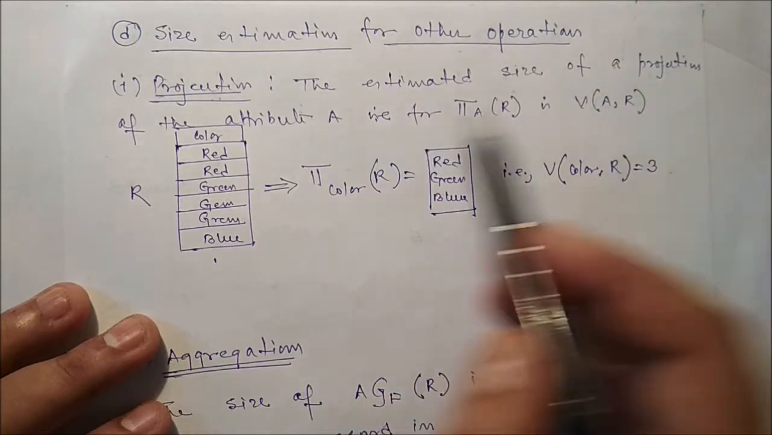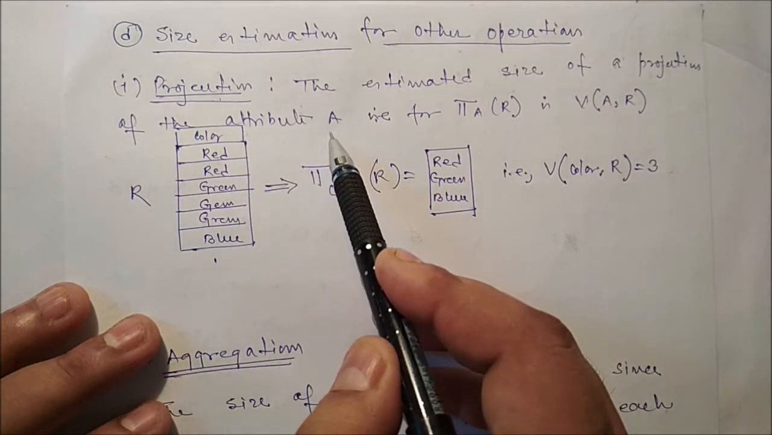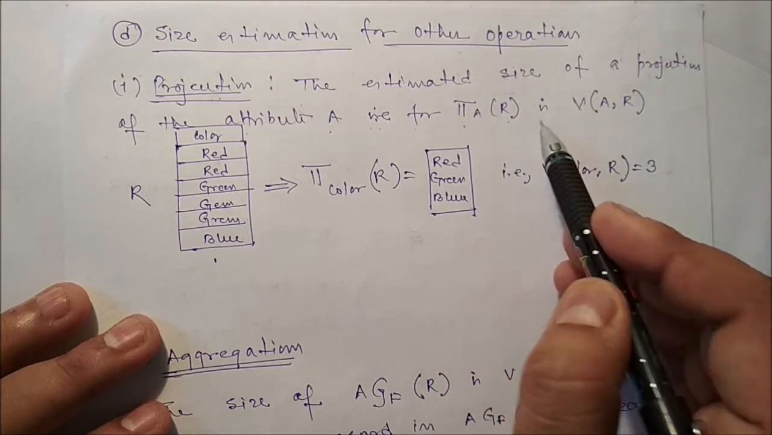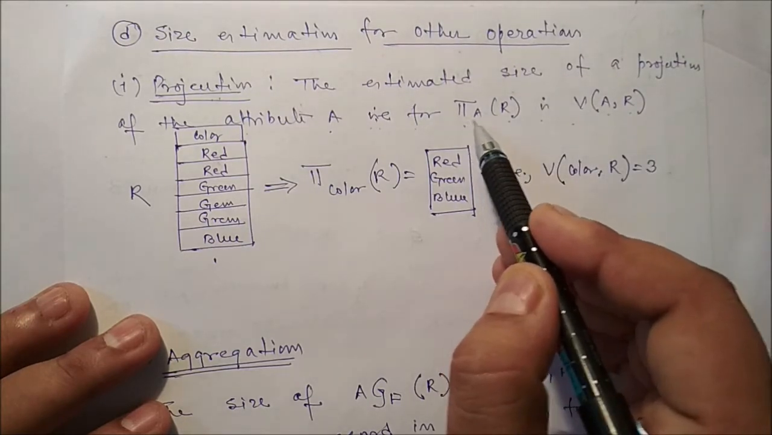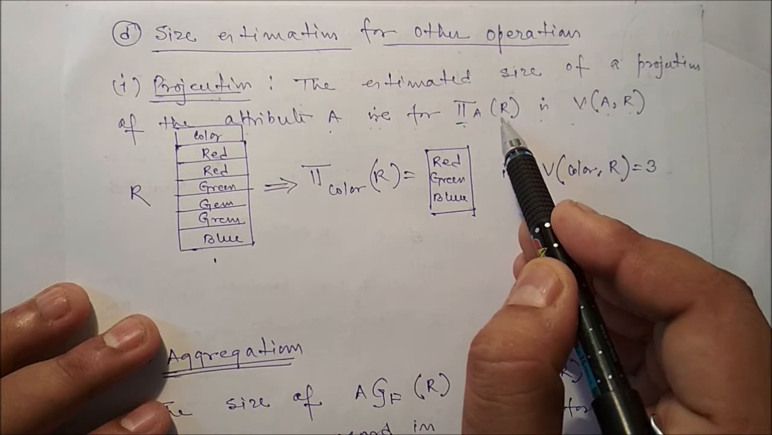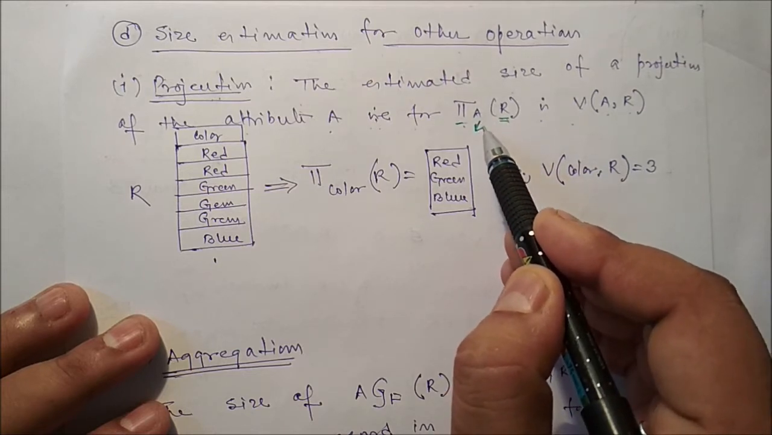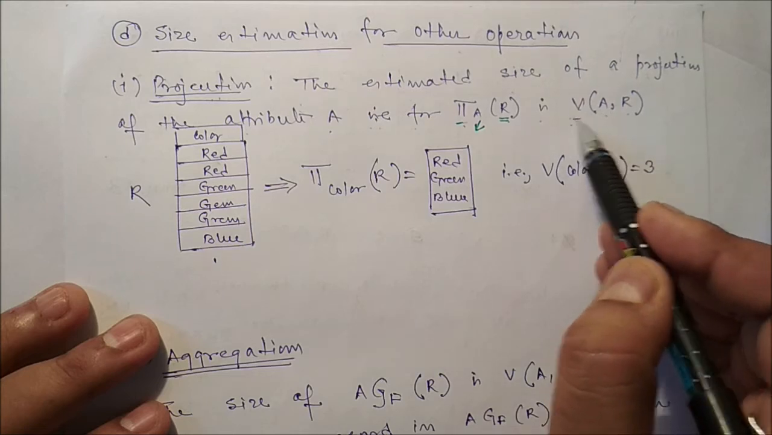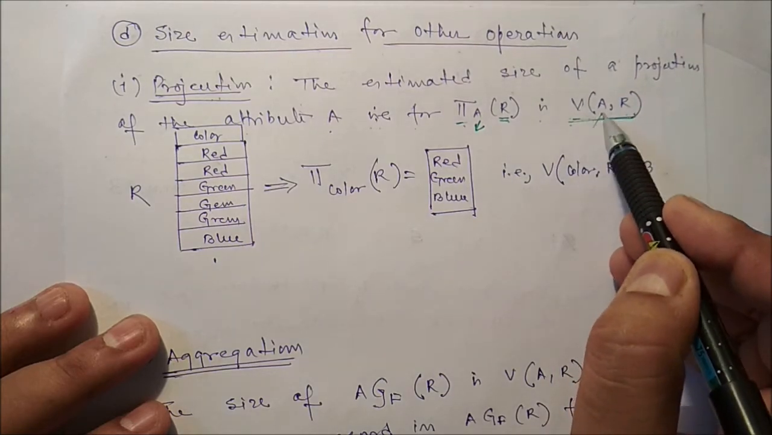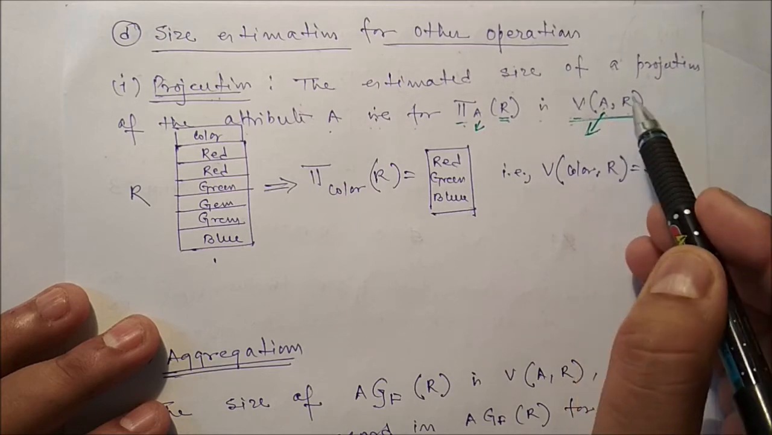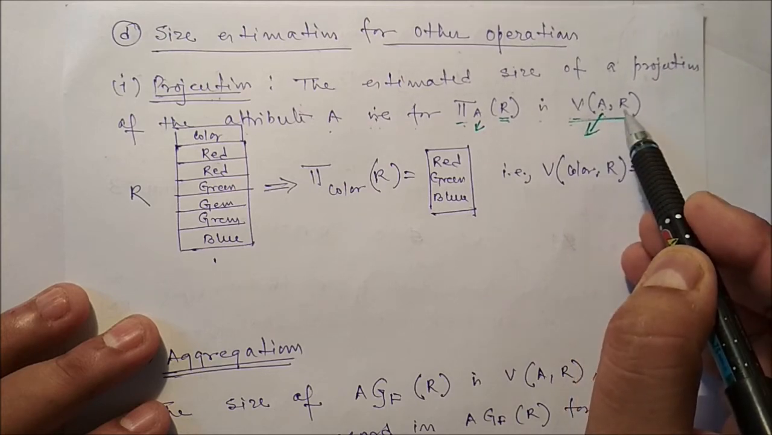The estimated size of the projection of the attribute A, that is for pi A(R), is V(A,R). So pi A(R) means we want, from the table R, the information of attribute A. So V(A,R) is the number of distinct values of attribute A. For the A attribute, how many distinct values are there in table R? Okay, just as we have seen.